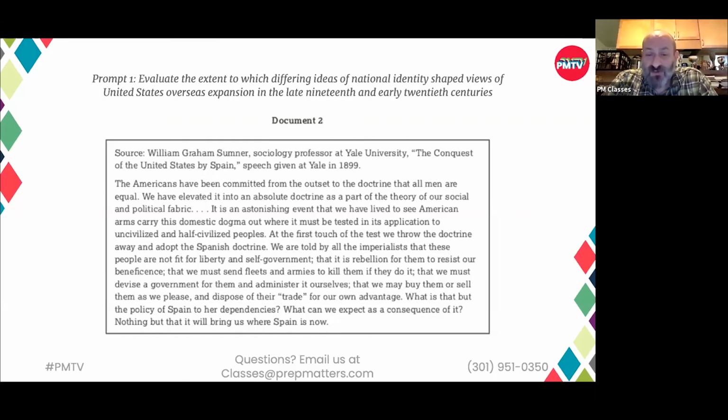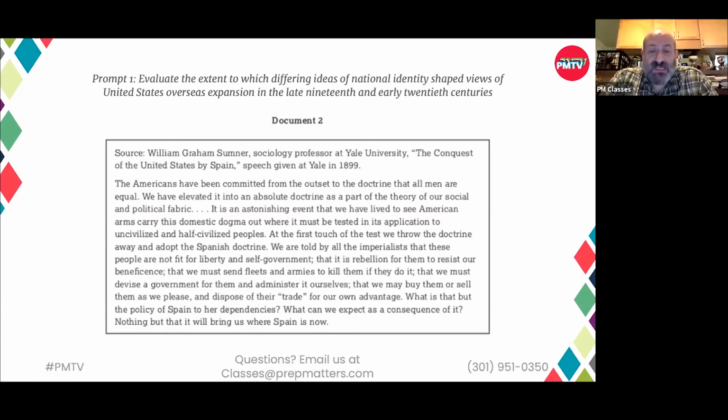We are told by all the imperialists that these people are not fit for liberty and self-government, that it is rebellion for them to resist our beneficence. We must send fleets and armies to kill them if they do it, that they must devise a government for them and administer it ourselves, and so on.